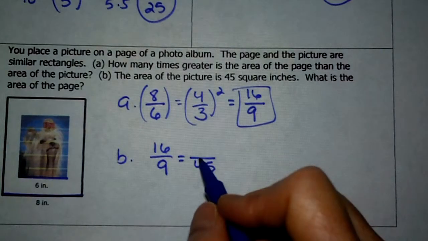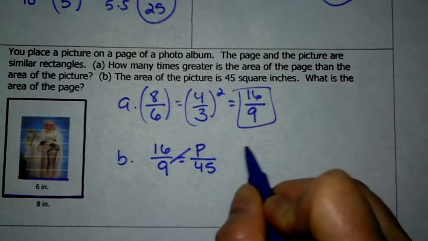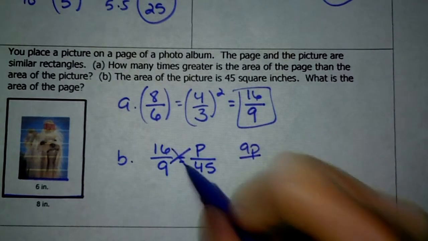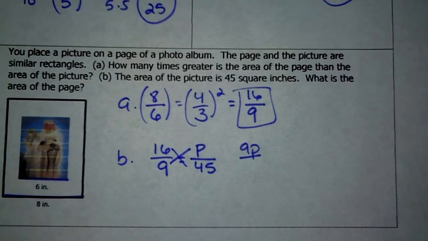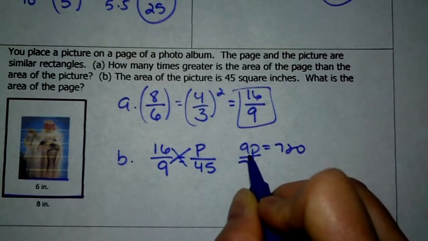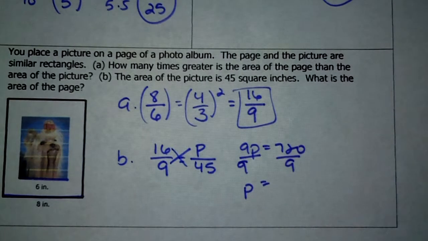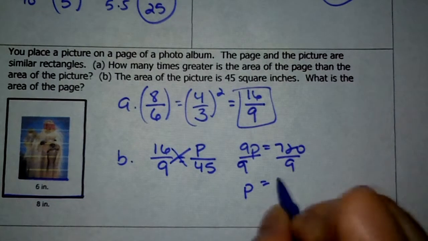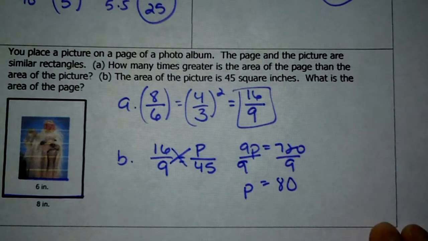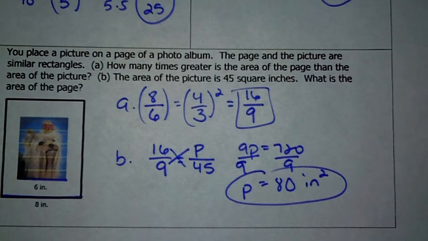And then up here we're trying to figure out this. I'll just use P again. Why not? And from here we can set up a nice little one-step equation. 9 times P is 9P. And when you take 45 and multiply it by 16, you get 720. Now, I have 9P equals 720. I have to divide both sides by 9. And when you take 720 and divide it by 9, you get 80. That means that it would be 80 inches square. That would be the area. I guess I should have used A instead of P, because now it seems like perimeter, but it's not.